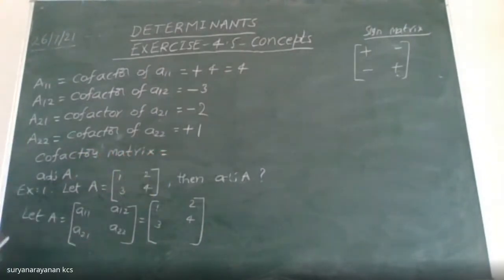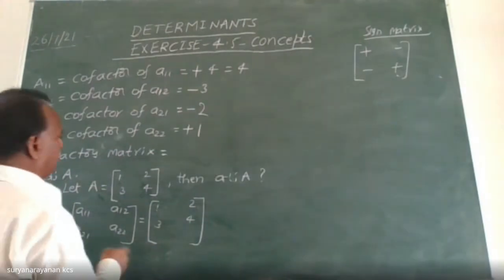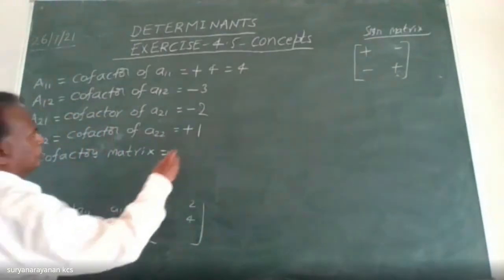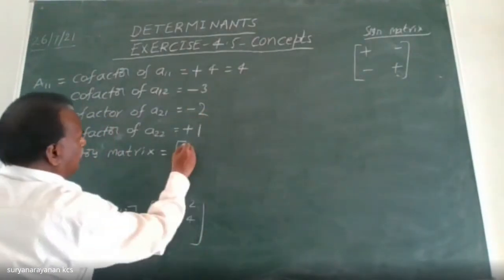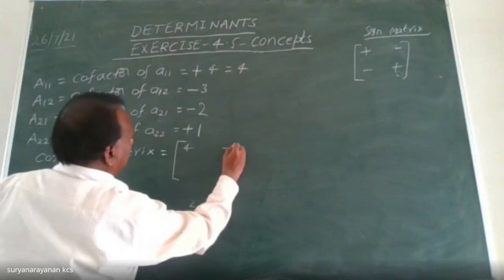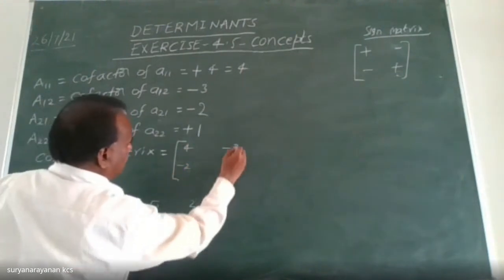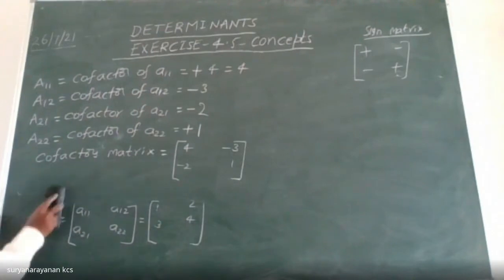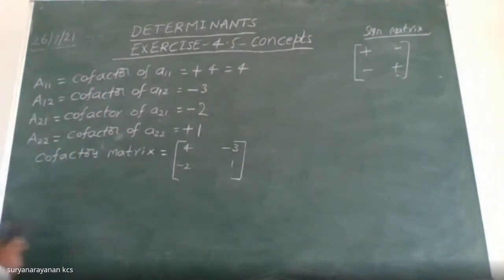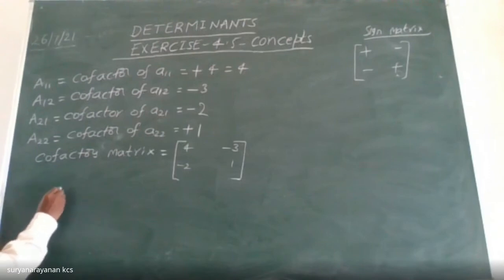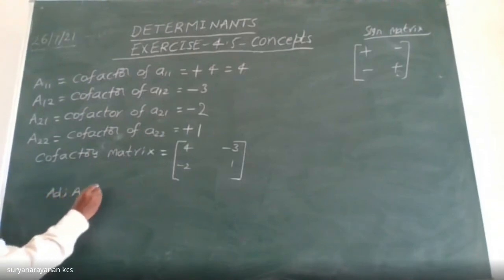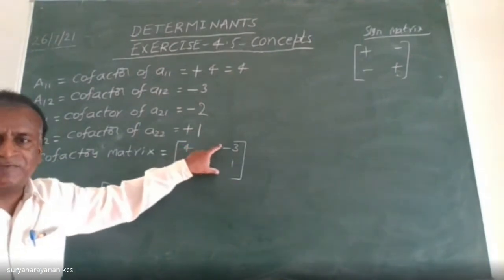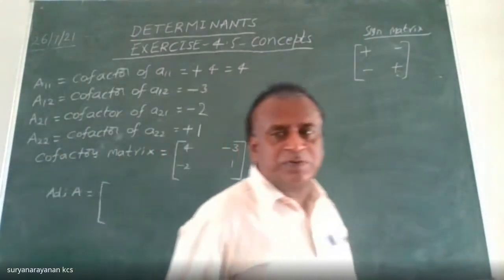Now let us write the cofactors matrix. What did we get here? 4, minus 3, minus 2, 1. This is the cofactors matrix. Now take adjoint A. Adjoint A means you have to take the transpose of this matrix.